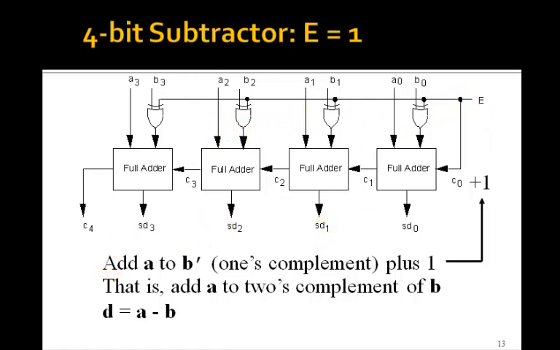That, in fact, is how subtraction is done in most microprocessors and things. You really don't need to have a subtractor. The way subtraction is done is by taking the 2's complement of what you want to subtract and adding it to A. So D is just A minus B.